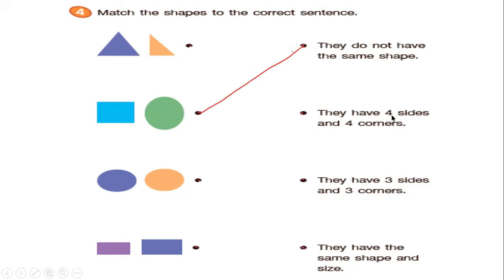They have 4 sides and 4 corners. Yes, which one is that? You can write your answer. They have 3 sides and 3 corners. Which one has 3 sides and 3 corners? And the last one, they have the same shape and size. Same shape and size. Which one is that?